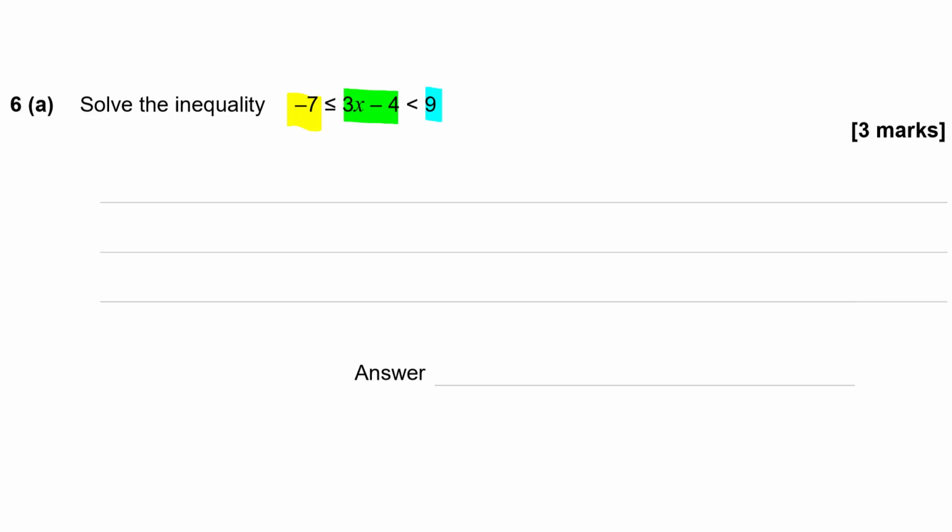So first off, a 3x minus 4 in the middle, if I add 4, it will get rid of that 4, won't it? But if I add 4 to the middle part, I'm going to have to add 4 to the right part, and I'm going to have to add 4 to the left part. So what is that going to give me? So on the left, I've got minus 7 plus 4, which is negative 3 then, isn't it? And then that is less than or equal to 3x minus 4 plus 4. These two bits are going to cancel each other out and just going to leave me with a 3x in the middle. And on the right hand side, I've got 9 plus 4, so that is going to be 13.